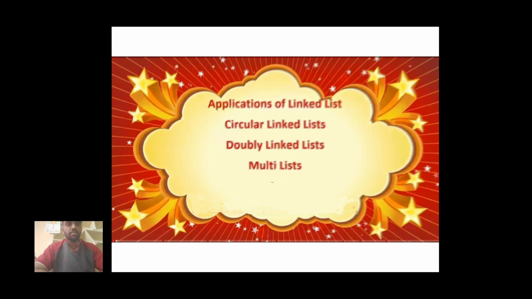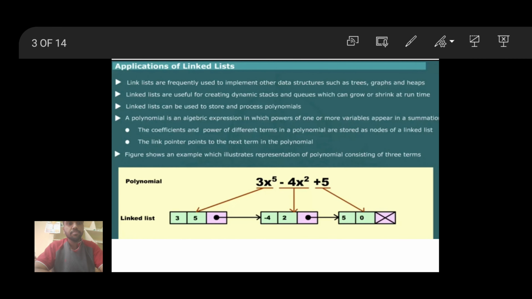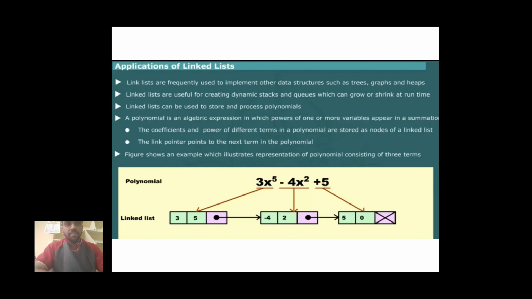Application of linked list. When we talk about that, circular linked list, double linked list and multi linked list. Linked lists are frequently used to implement other data structures such as trees, graphs, and heaps. Linked lists are useful for creating dynamic stacks and queues, which can grow or shrink at runtime. Linked lists can be used to store polynomials.